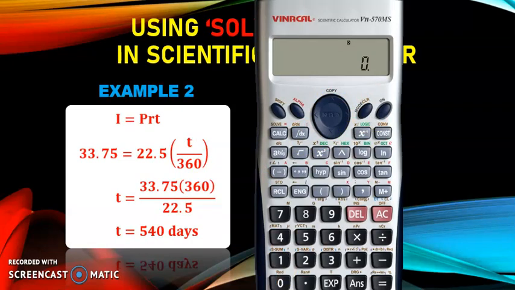Input the values. 33.75, then equal, using alpha equal, 22.5 multiply, then T is the value we want to find, so you use alpha X, divided by 360, close bracket. Then solve: press shift, solve. We want to solve for the value X. Then we get the answer, 540.